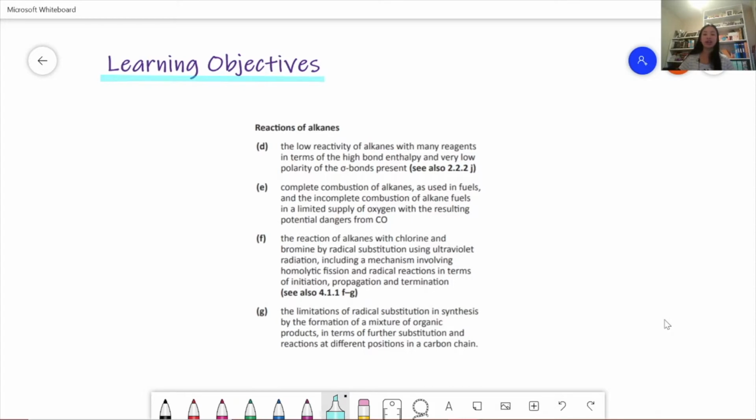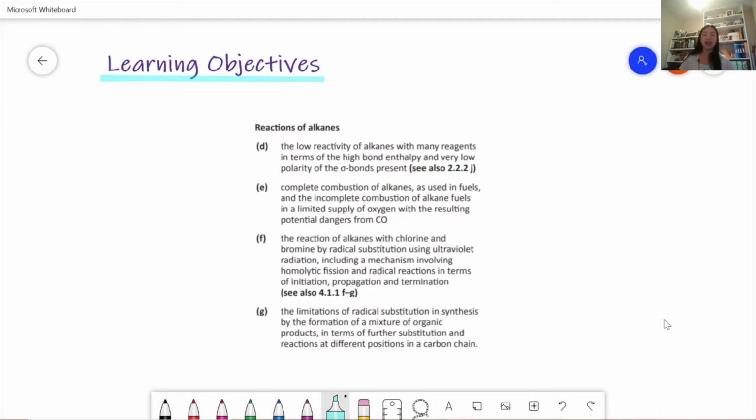And then we're going to look at the complete combustion of alkanes as used in fuels, and the incomplete combustion of alkane fuels in a limited supply of oxygen, with the resulting potential dangers from carbon monoxide. We're then going to look at the reaction of alkanes with chlorine and bromine by radical substitution using ultraviolet radiation, including a mechanism involving homolytic fission and radical reactions in terms of initiation, propagation, and termination.